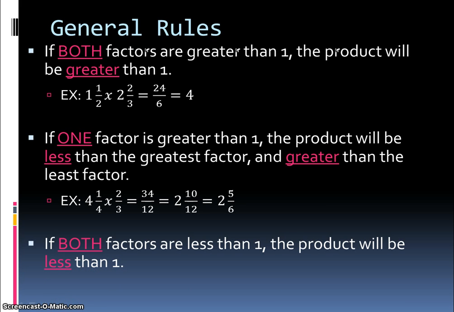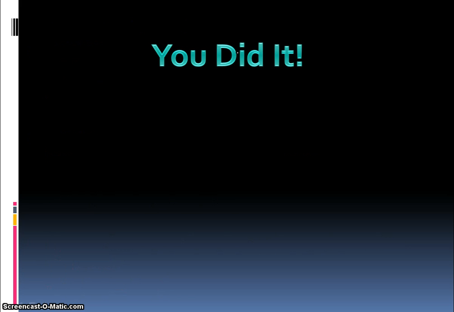Our last basic rule is that if both factors are less than 1, the entire product will be less than 1. In the example of 3/4 times 1/3, we see that both factors are less than 1. The product equals 3/12, which simplifies to 1/4, which is less than 3/4, and 1/4 is also less than 1/3. I know that that is a lot of information, but I know that if you think about it, it will all make sense. You did it!